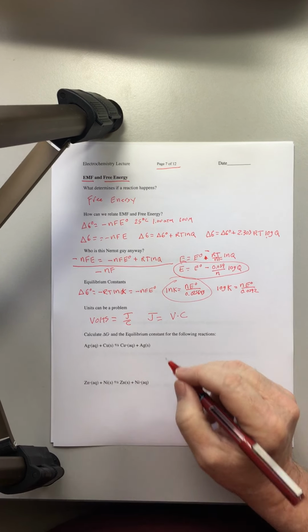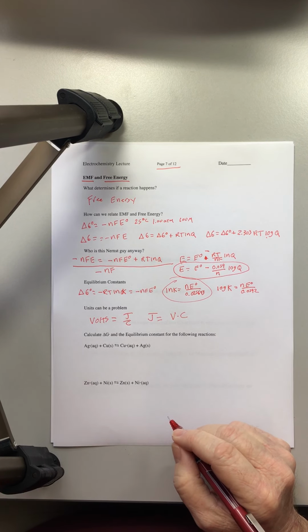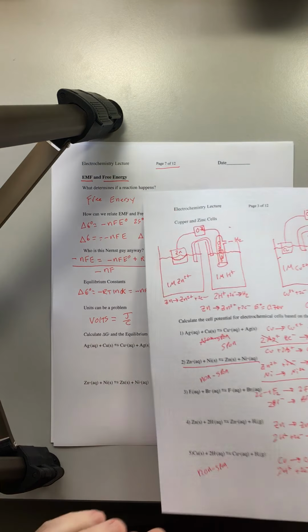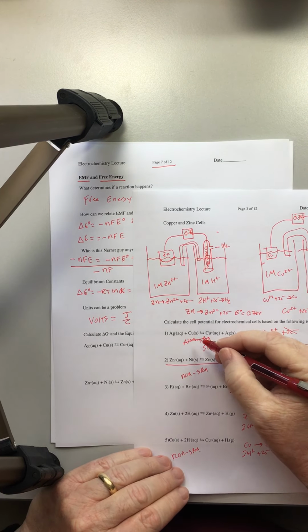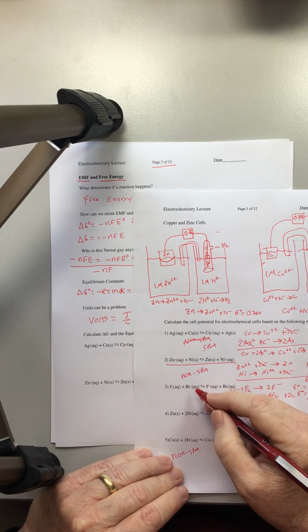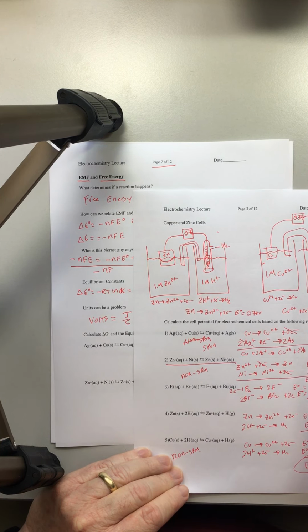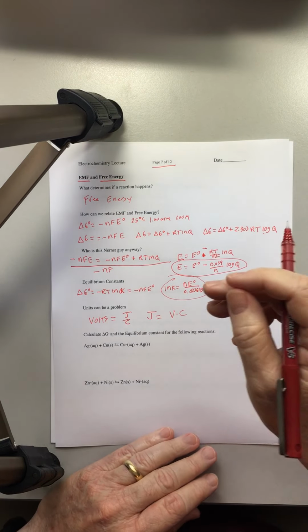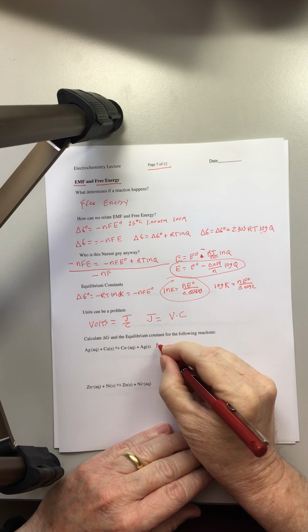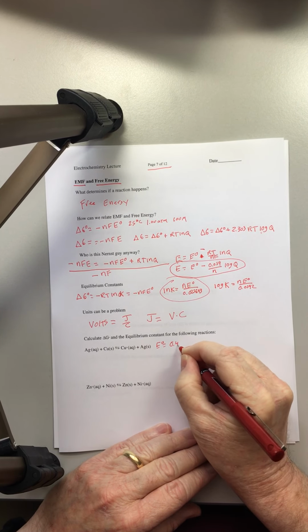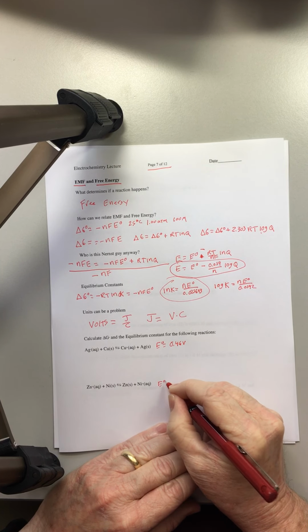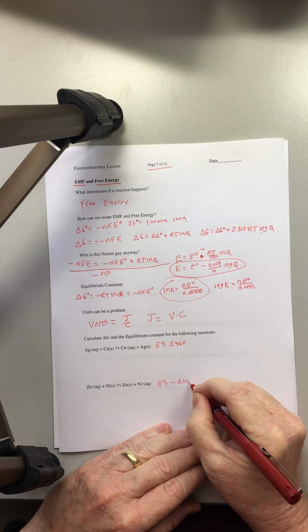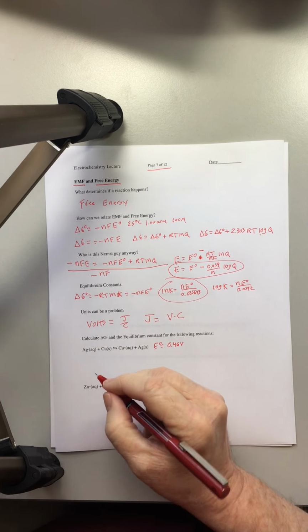Now, several pages ago, we actually did a calculation for these two reactions. Okay, the Ag plus Cu2 plus and the zinc plus the nickel 2 plus, where we got 0.46 and negative 0.51 volts for both of them. Okay, so that was back, just in case you want to check, on page number 3. So we're going to use those values. So E naught equals 0.46 volts, and E naught is equal to negative 0.51 volts. So let's find delta G naught.